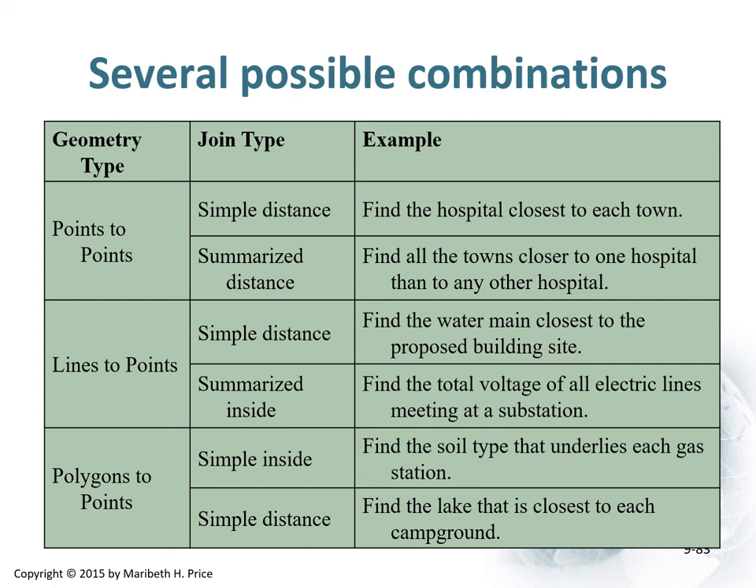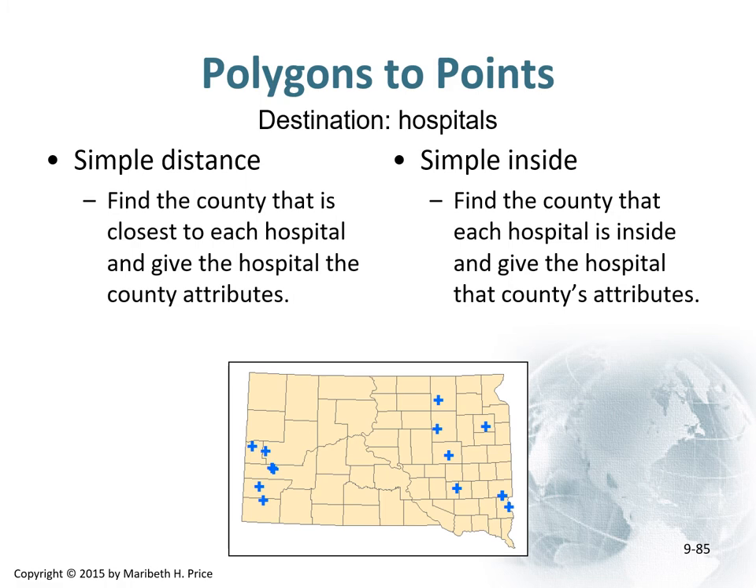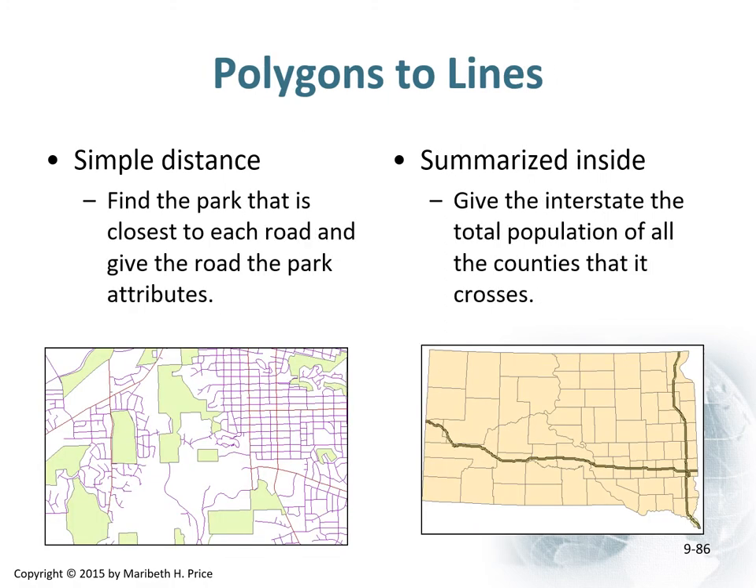This is just a nice little layout about joining points to points and lines to points and polygons to points, and whether it's simple or distance, and some examples of what that would be. I'm not going to sit here and read these all off to you. You can go back and look at these. They're in your textbook too. Have some examples: destinations and hospitals, simple distances are summarized. Polygons and points, simple distance and simple insides, different, again, more examples. More examples.